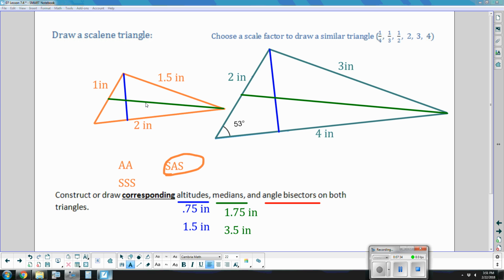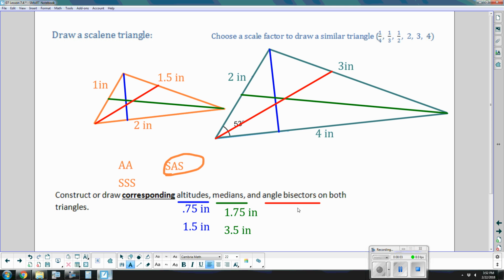The green segments are my medians, so they come from my right angle. You can do this all from the same angle if you want, but I just chose to do these from different angles so that you could see a little more clearly what they are. So the median comes from the angle on the right, and when I measure that in my small triangle it is 1 3/4 inches. When I measured it in my large triangle, it was 3.5 inches.